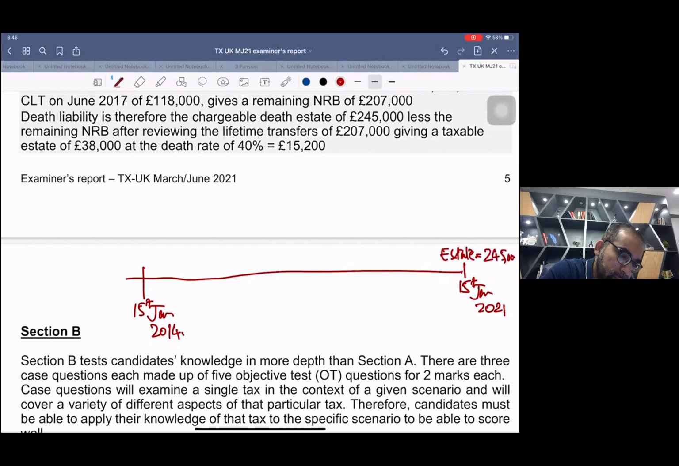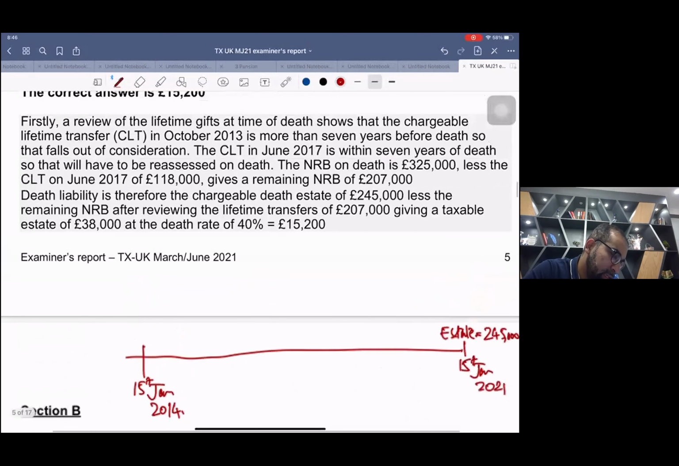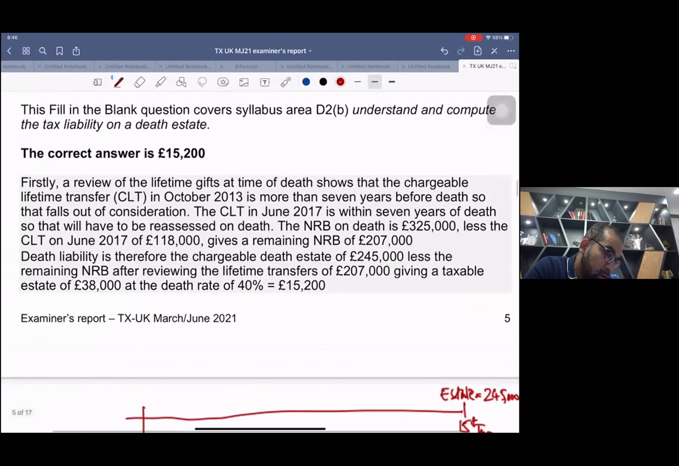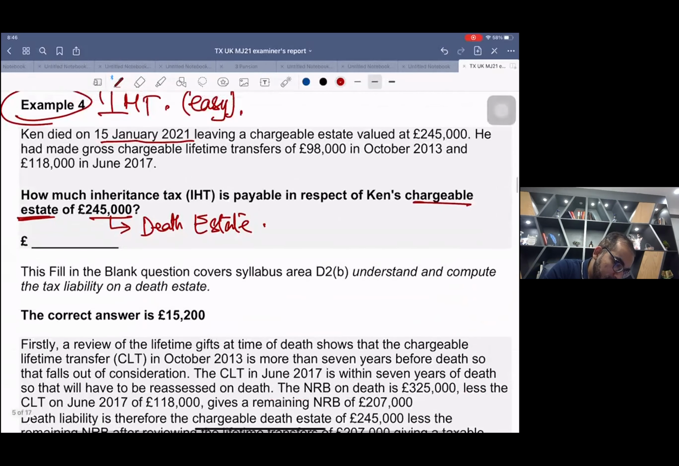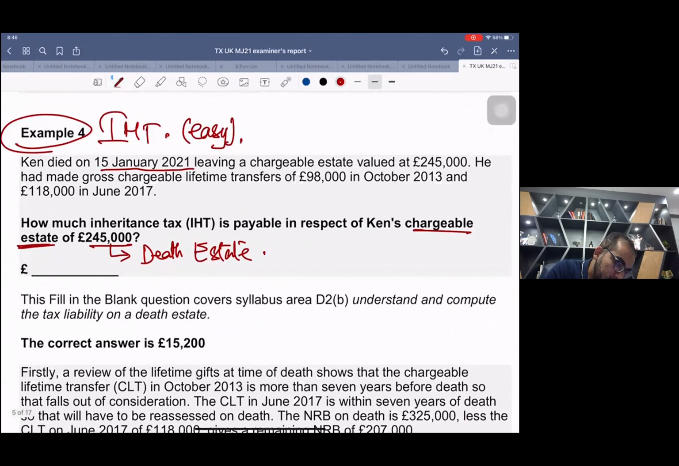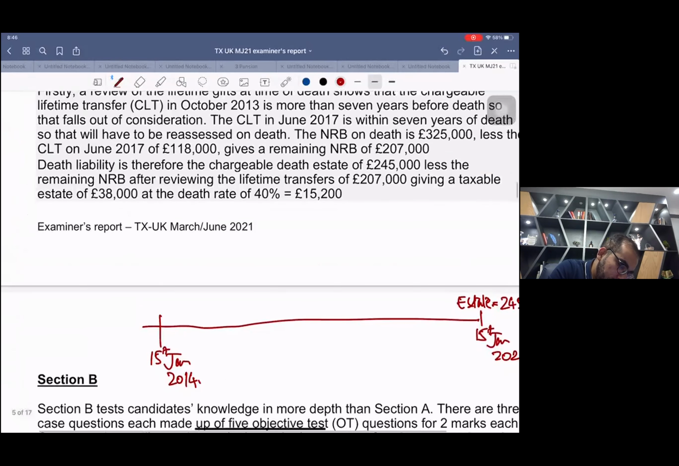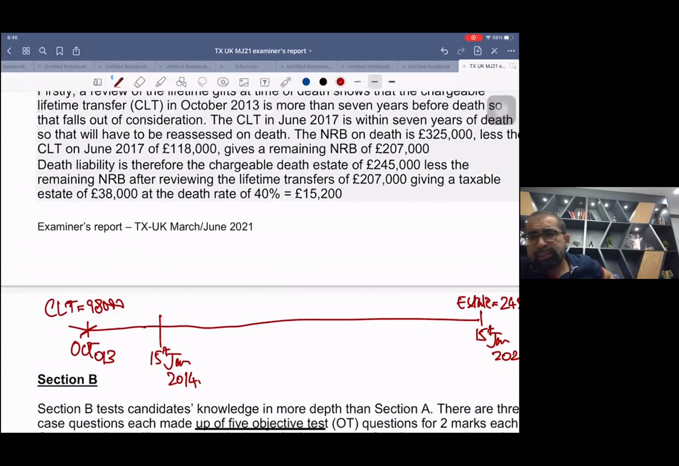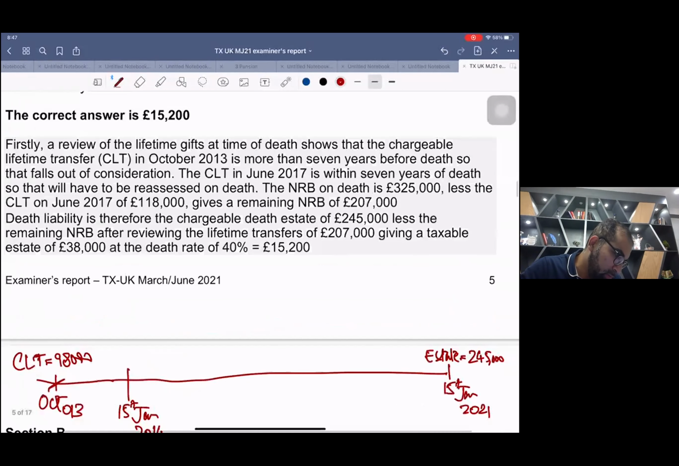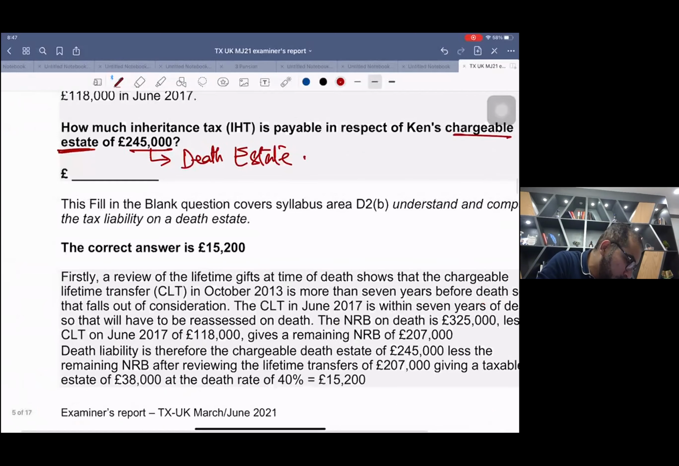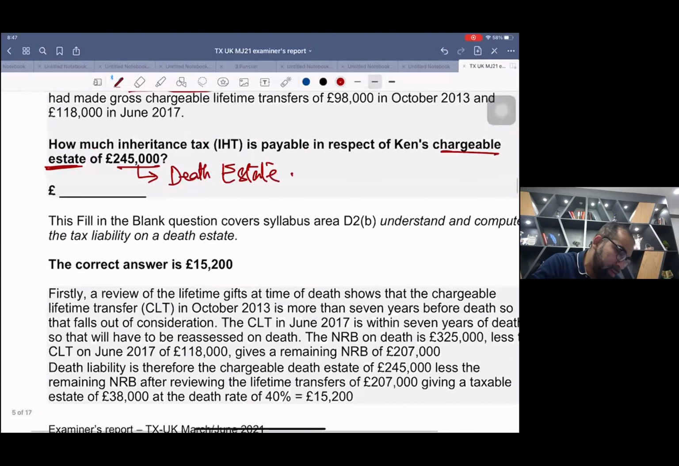000. Now, wait. Where are your gross chargeable CLT? The one CLT is in October 13. See, you have one CLT in October 13. This CLT, 98,000. It's in October 13, more than 7 years old. So it's irrelevant right now. It won't come in the reduction. Then you have one more CLT. You have one more CLT in June 2017. Yes.